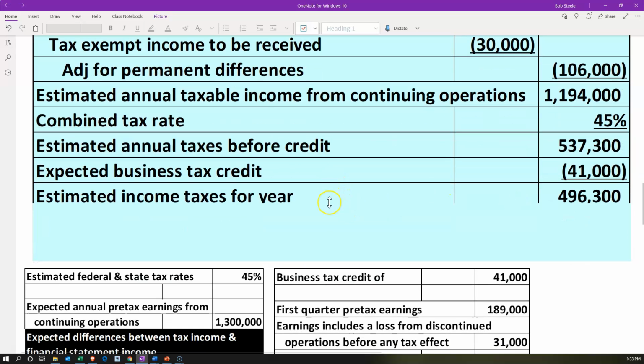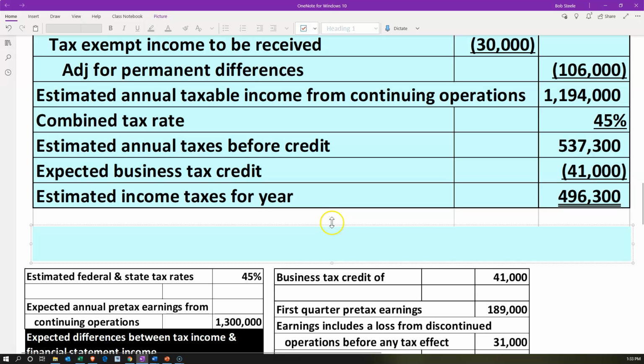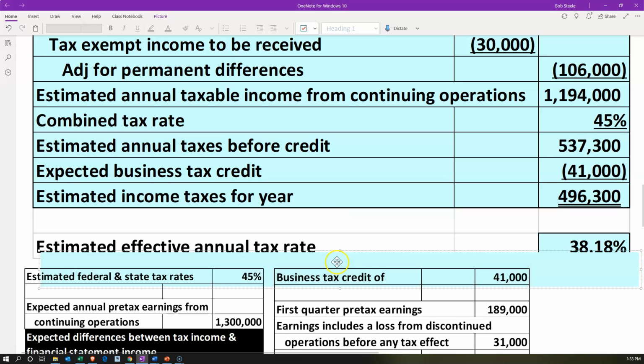So we're going to say, all right, let's subtract out the credit. Now we've got the 57,300 minus the 41,000 credit. We have the estimated income taxes for the year, projected for the year, totaling 496,300. So then we're going to take that information and figure out the estimated effective annual tax rate.